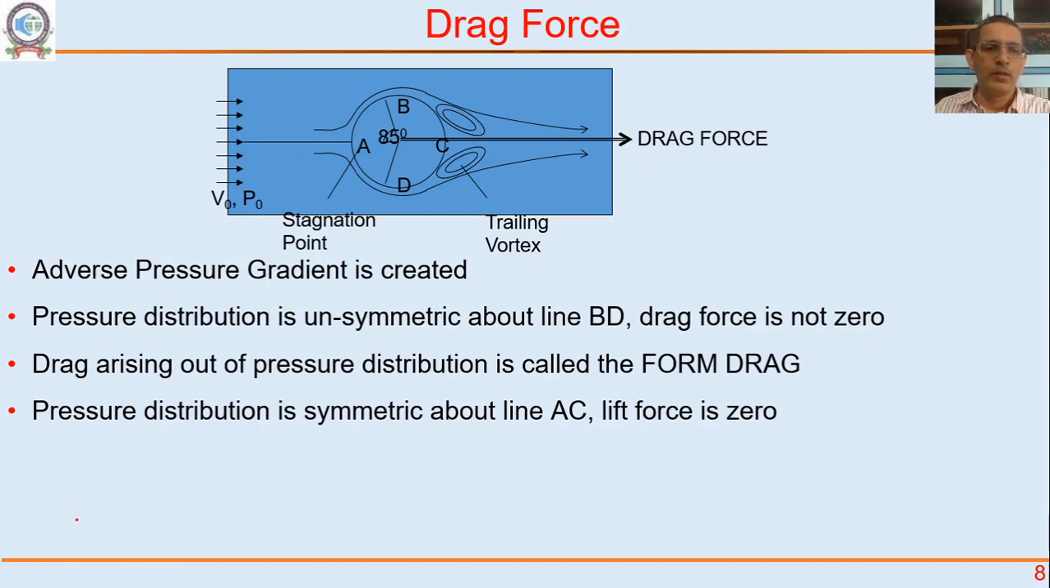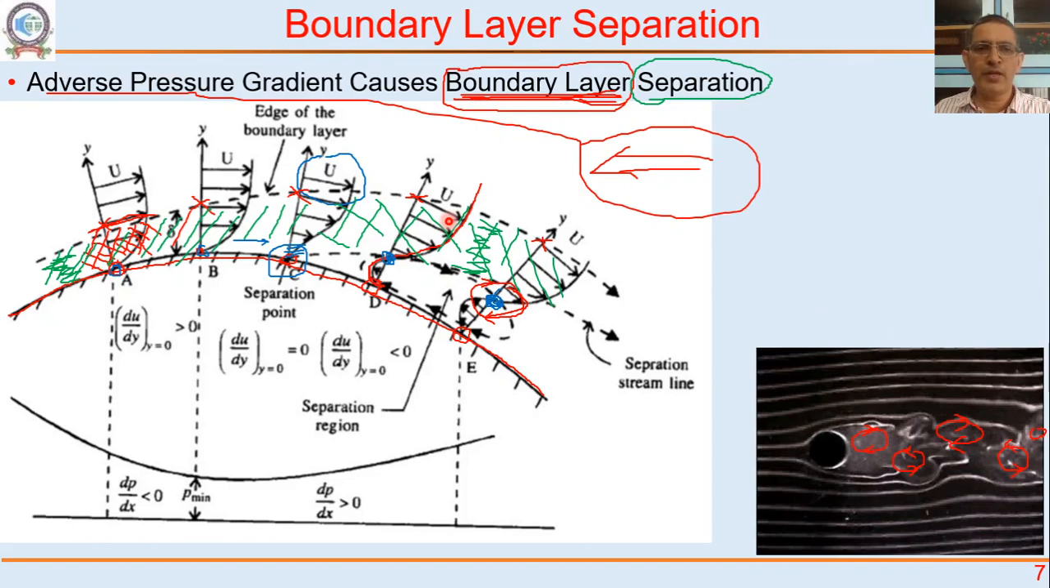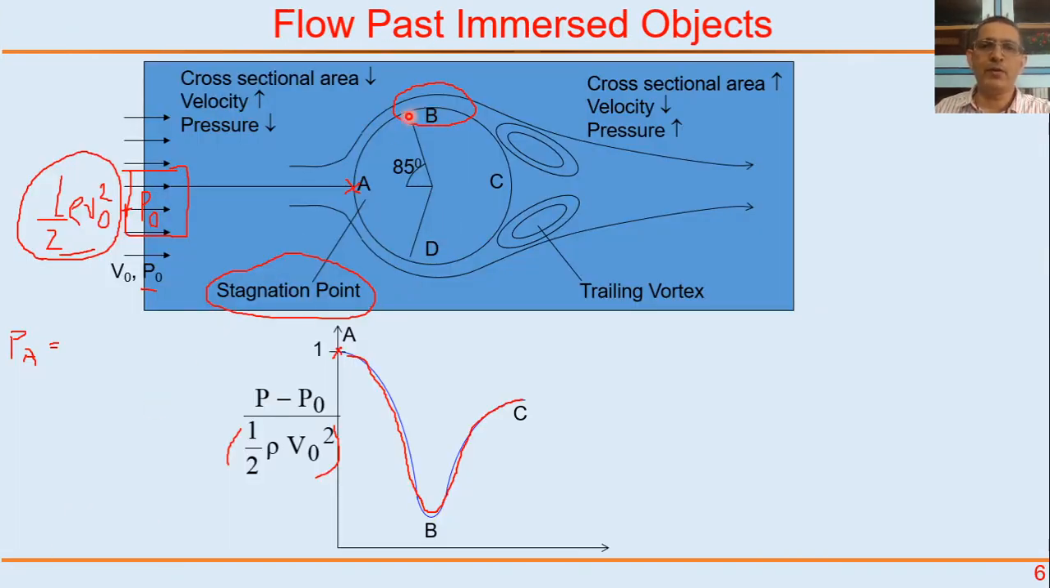Okay, let's go forward now. So this adverse pressure gradient is a cause of boundary layer separation. Vortices are formed here. Now you look at the pressure distribution. If you see the upstream side of the object, BAD, look at this upstream part of the object. The pressure is higher here, with the stagnation pressure here. At A, pressure is high on the left side. Whereas if you see the region BCD, pressure is lower on this side.